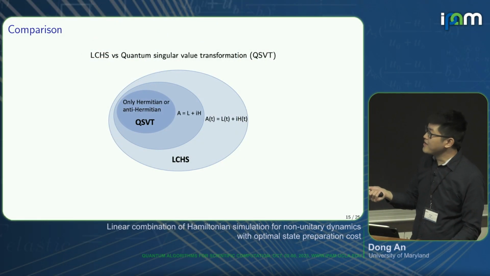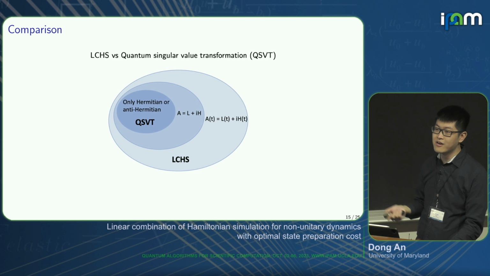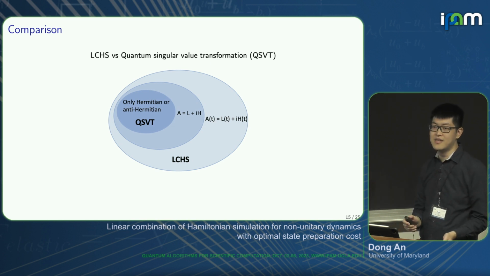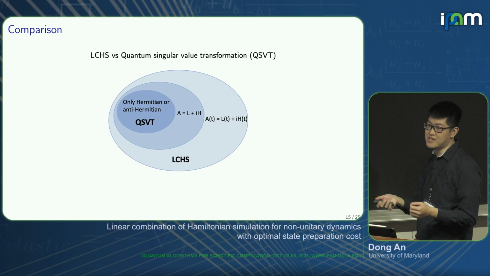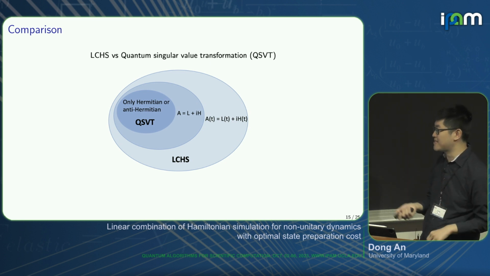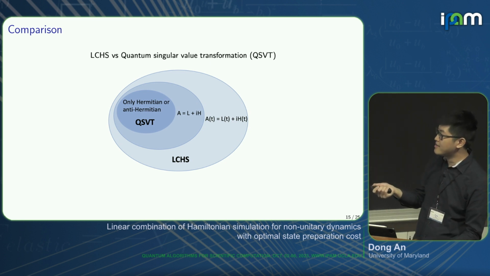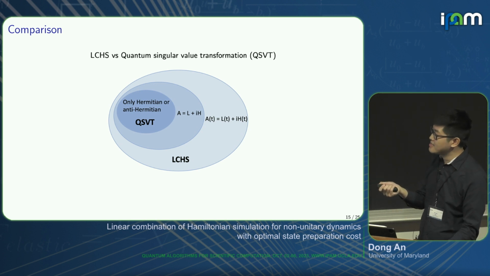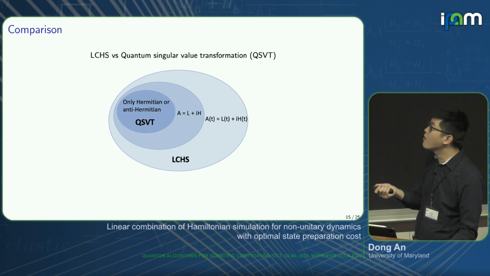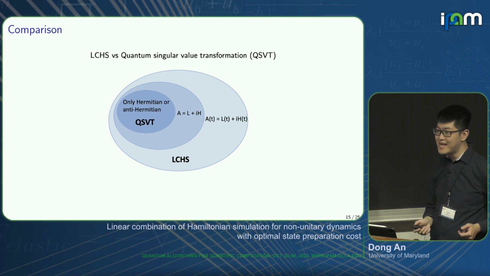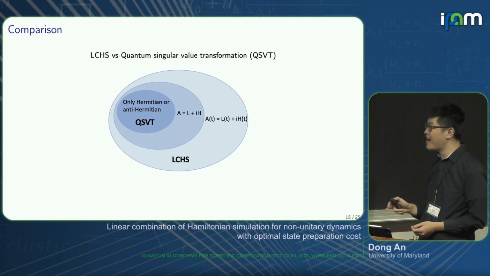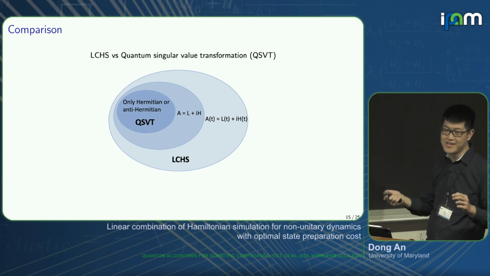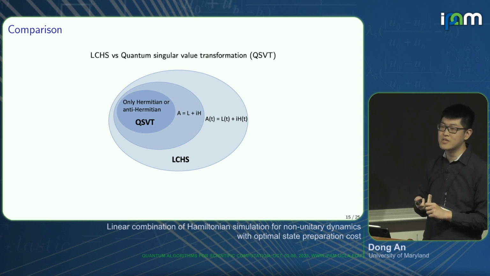For example, if our matrix is only Hermitian or anti-Hermitian, then the eigenvalue and singular value transformations are very similar. So we can just use QSVT. This is also true for the anti-Hermitian matrix. However, if we go beyond this case, where we have both Hermitian and anti-Hermitian parts, or if we go beyond the time-independent case and consider the time-dependent case, it is not quite clear how we can use quantum singular value transformation to perform this differential equation operator.